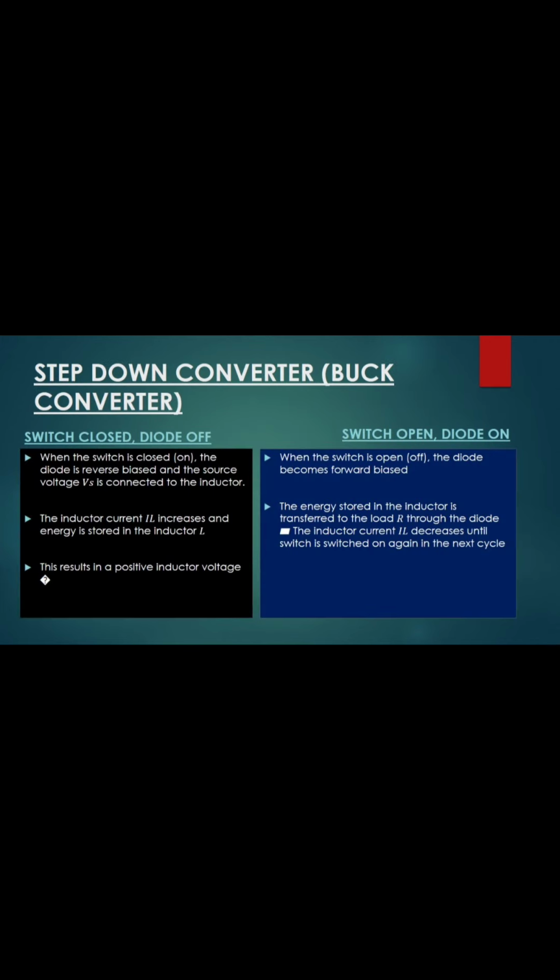Apabila switch dia close, the diode is reverse bias and the source voltage is connected to the inductor. The inductor current IL increases and the energy is stored in the inductor L. This results in a positive inductor voltage VL.